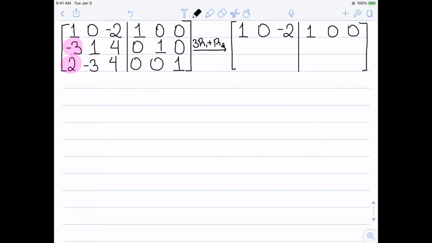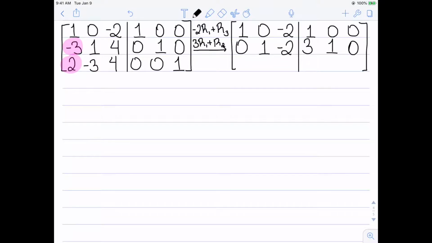I then have 3 times 1 is 3, minus 3 is 0. 3 times 0 is 0, plus 1 is 1. 3 times negative 2 is negative 6, plus 4 is negative 2. 3 times 1 is 3, plus 0 is 3. 0 times 3 is 0, plus 1 is 1. And 0 times 3 is 0, plus 0 is 0. We'll now move down to my third row.